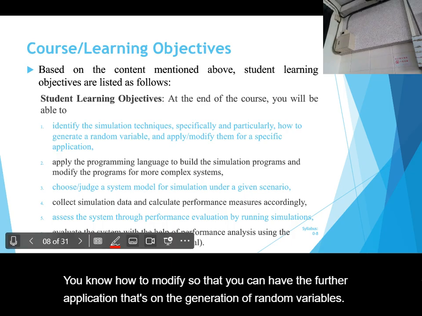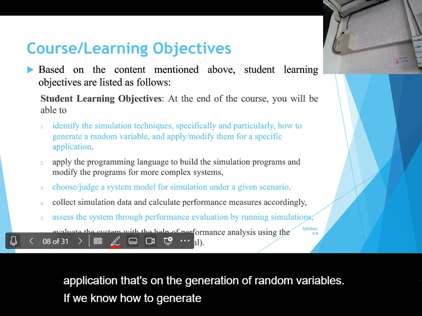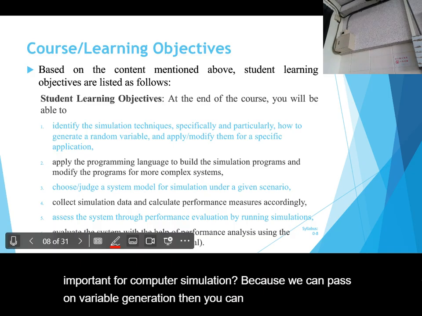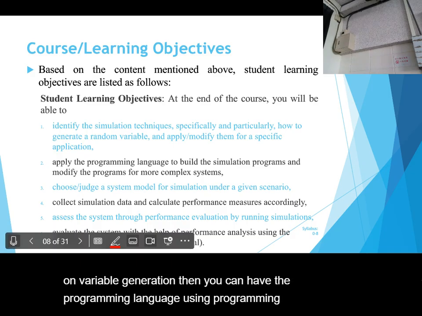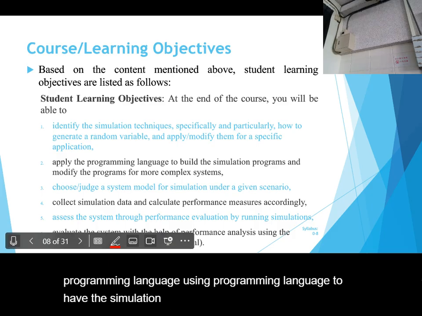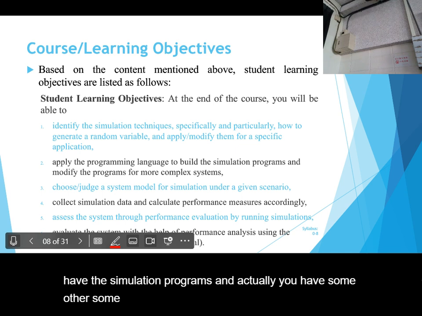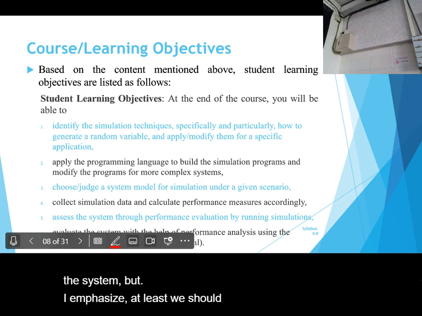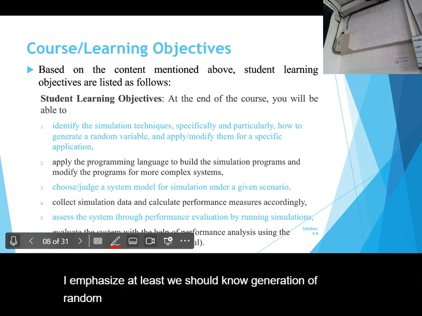Well, if we know how to generate random variables, why is it important for computer simulation? Because based on variable generation, you can use a programming language to write the simulation programs. And actually you may have some other ways to have the details for the system, but I emphasize at this point that we should know the generation of random variables.